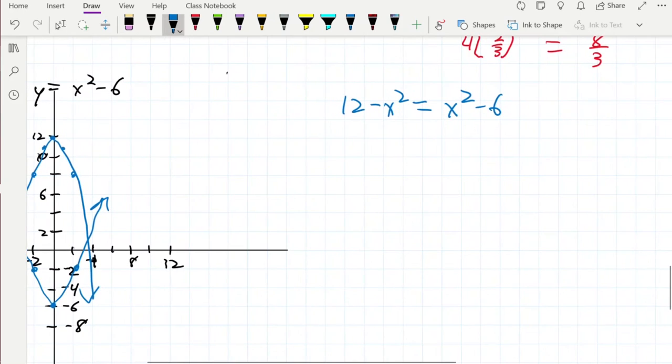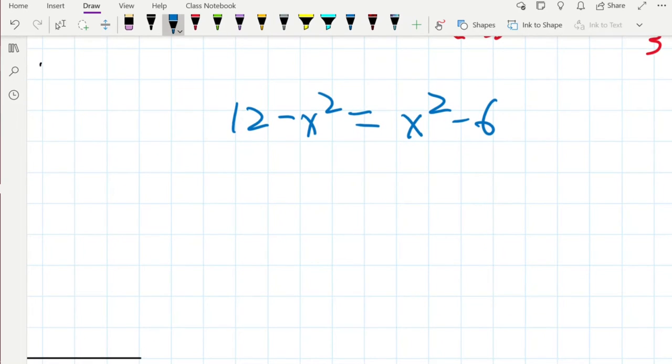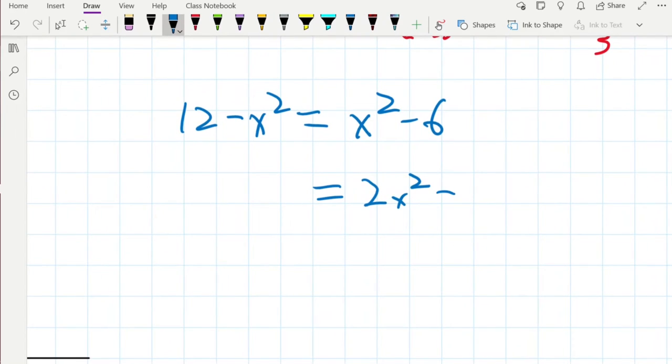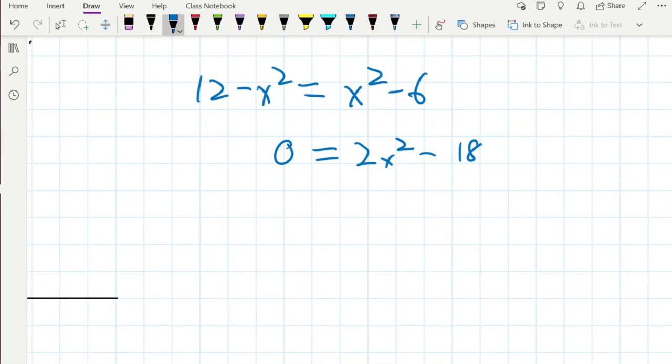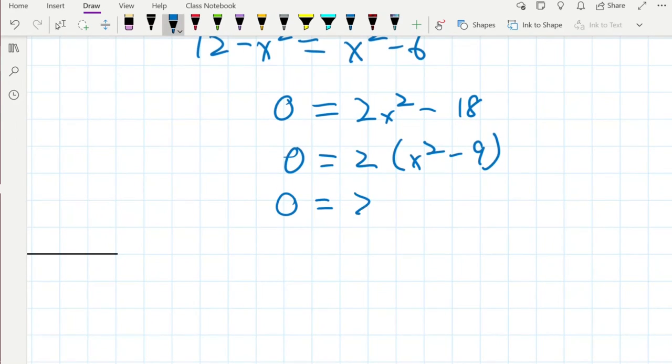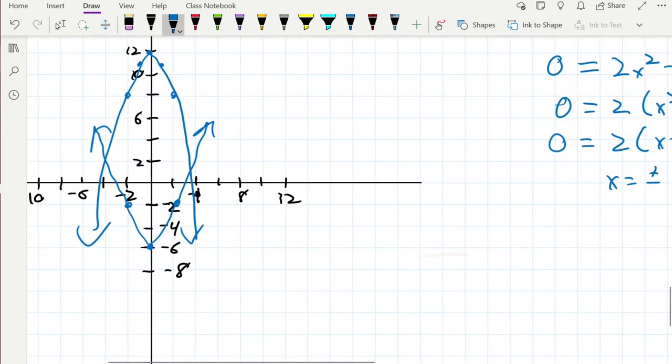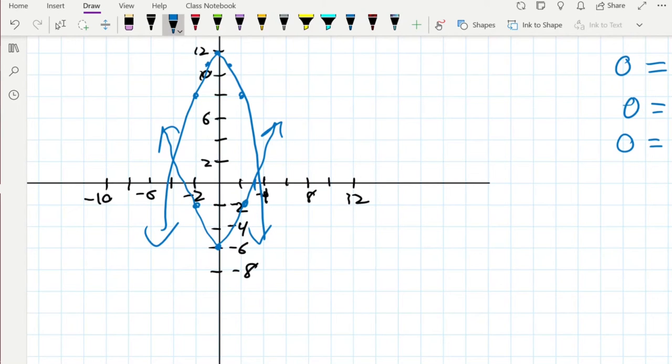So when we set them equal to each other, we want to get all terms on one side. So we're going to have 2x squared minus 18 equals 0. We can factor a 2 out, so that is x squared minus 9 equals 0. 0 is then going to equal 2 times x minus 3 and x plus 3. So x is going to equal plus or minus 3, which means it's going to happen right there and there. So that gives us the bounds.